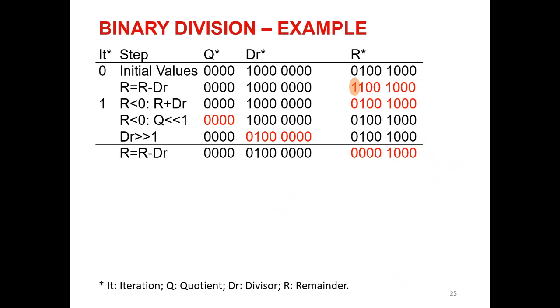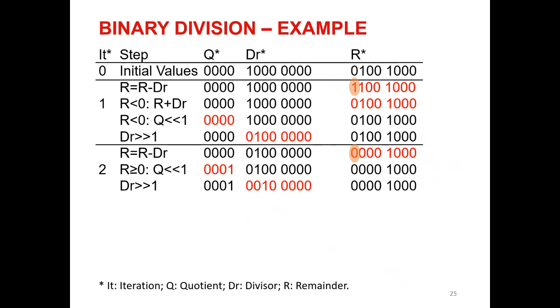In this case, we do the same. We subtract the divisor from the remainder, and in this case it's positive. Why? Because we have 0 here. So if it is positive, then we shift the quotient left, but in this case we add a 1 instead of a 0 like in the previous example. Then we shift right the divisor, and again we do the same.